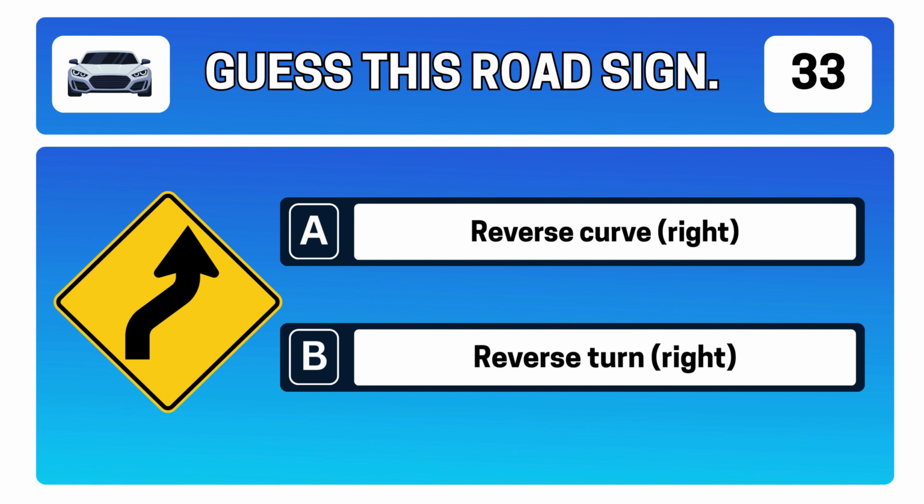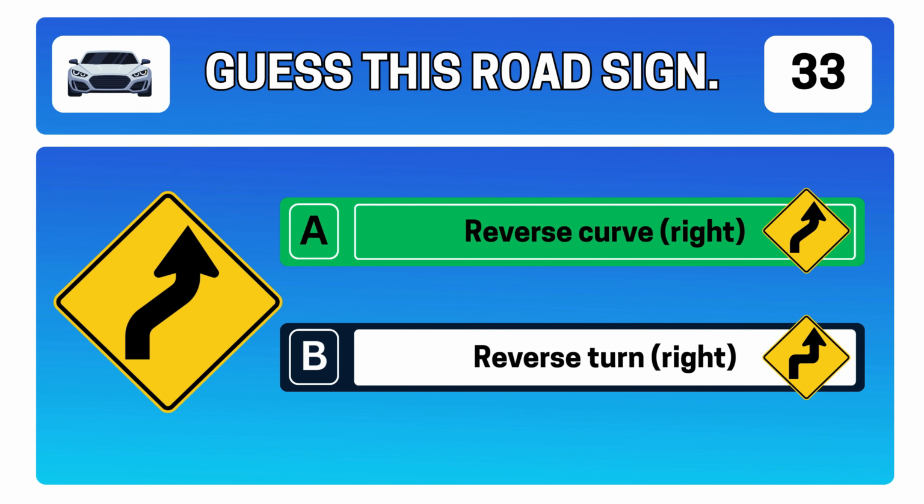What is this traffic sign? A. Reverse curve, right. B. Reverse turn, right. Perfect. It is the reverse curve right sign.